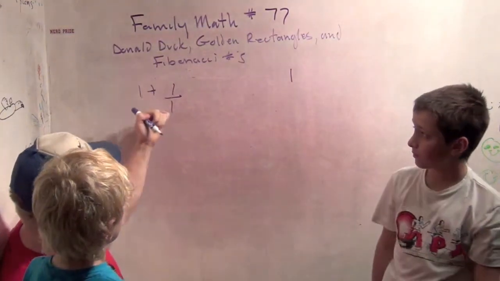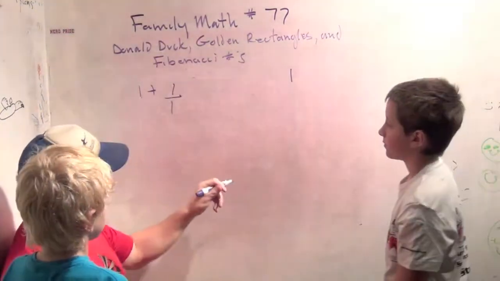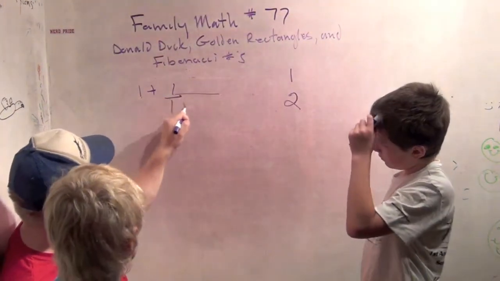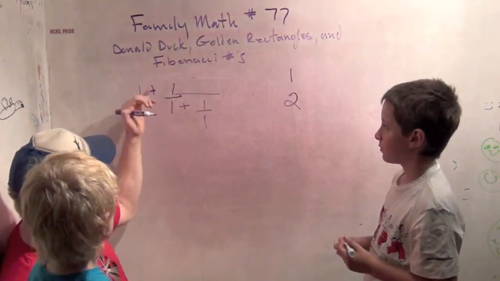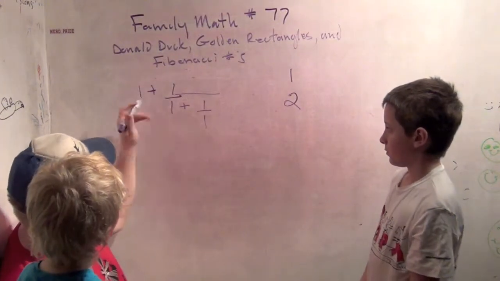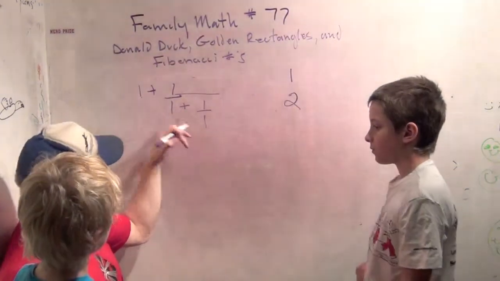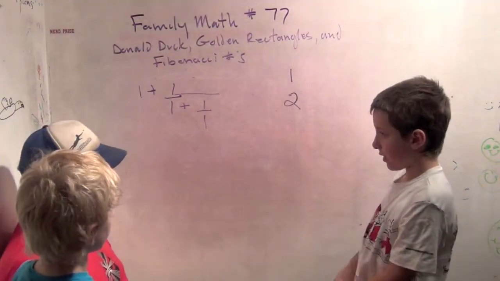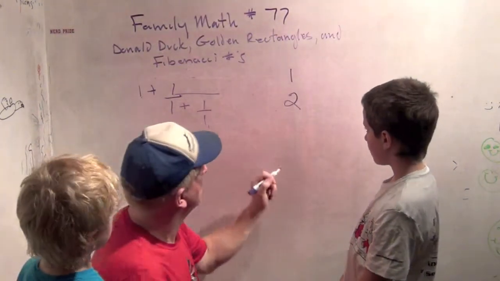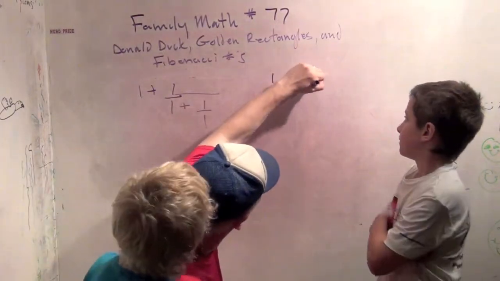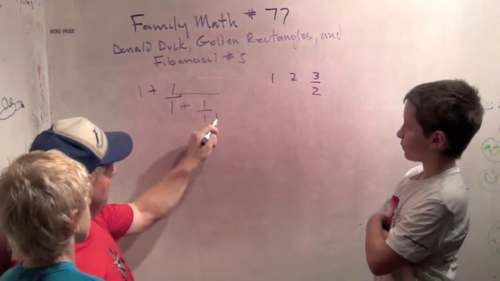That's 1 plus 1 over 1, which is 1 plus 1. So now I get 2. Now what if I continue this? This is 1 plus 1 over 1 plus 1 over 1, or 1 plus 1 half here. 1 plus 1 is 2. So what is 1 plus a half? It's 3 halves. Actually, why don't I write them out like this? 1, 2, 3 halves.